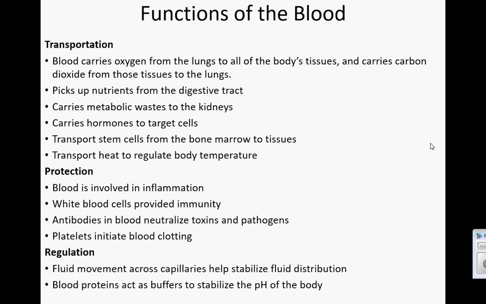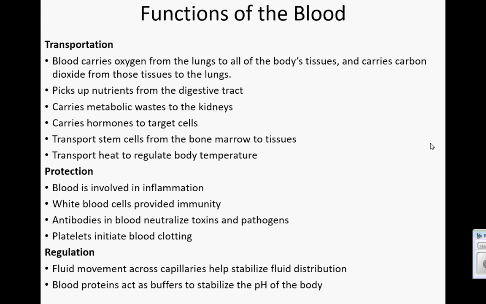What it transports? Well, I've already mentioned nutrients like oxygen and glucose. Also waste like carbon dioxide and urea, uric acid. Some of those are carried to our lungs like CO2. Some of those are carried to our kidneys in order to pee them out. The nutrients can either come from the lungs, like oxygen, or the things that we eat and drink, which are picked up in our digestive tract.